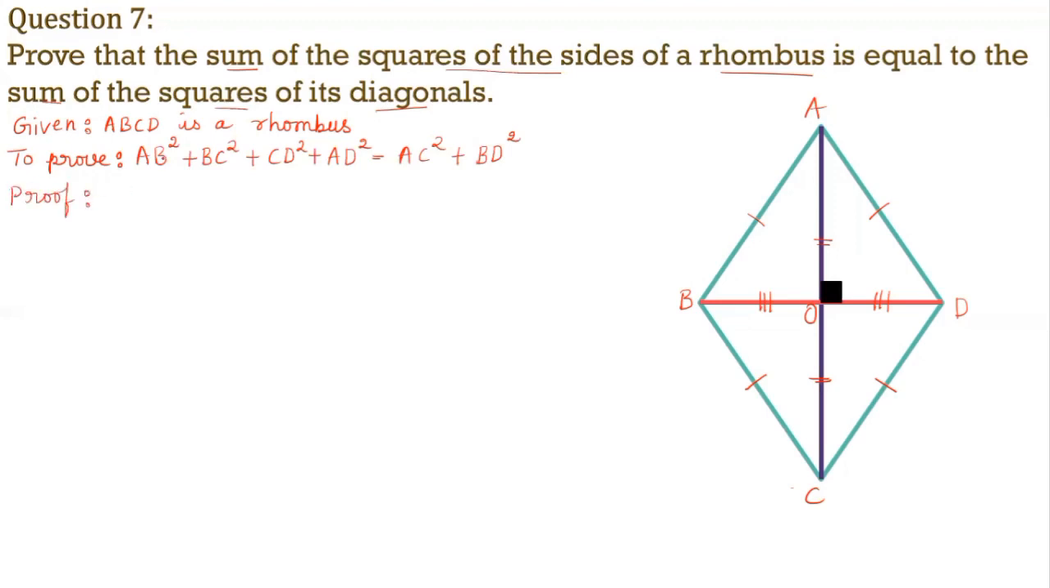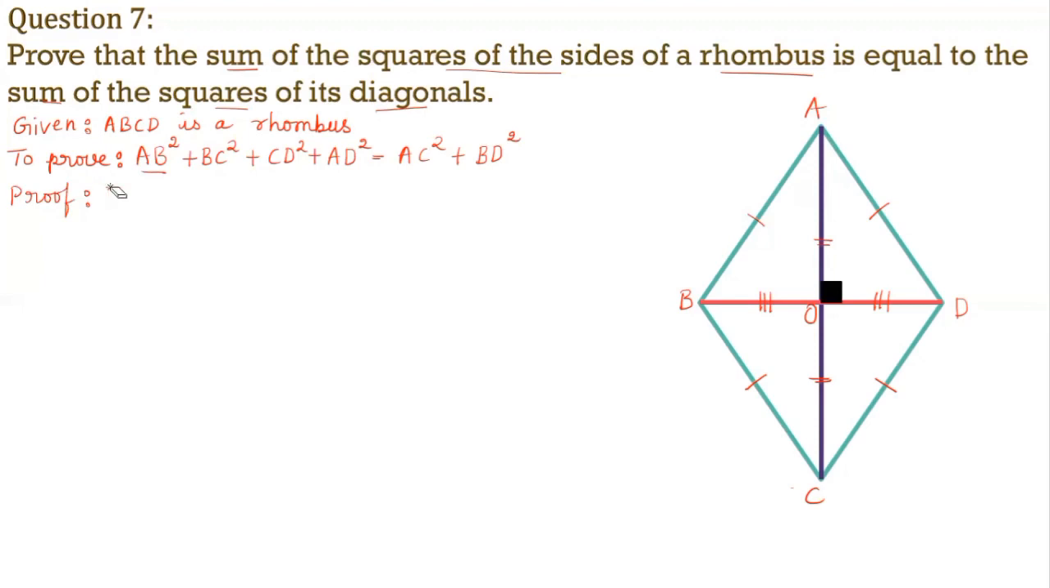Now let us write the proof. We want AB square. AB square we can get from triangle AOB, because triangle AOB is right triangle. Angle AOB is equal to 90 degree. So AB square is equal to AO square plus OB square. Square of the hypotenuse is equal to sum of the squares of the other two sides.